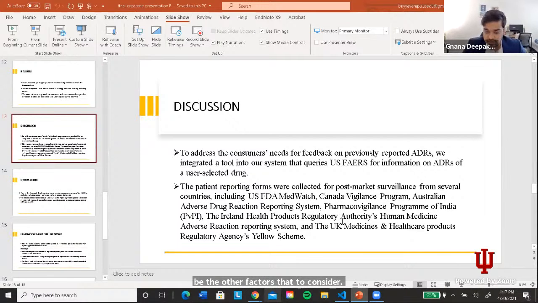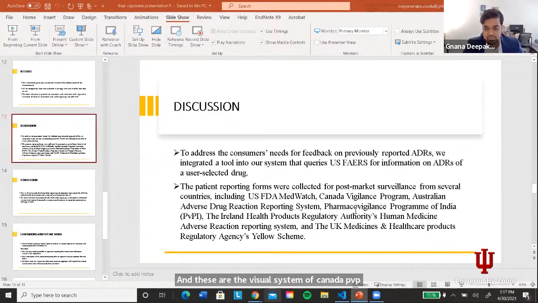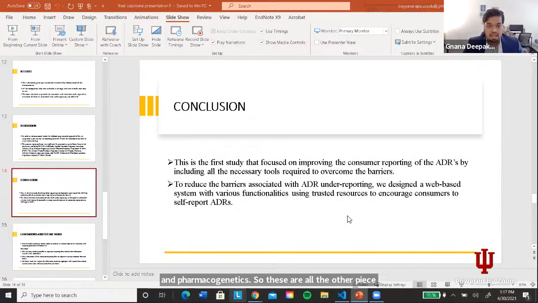These are all the regulatory agencies of 6 countries. The US MedWatch form is the adverse reaction reporting form of the United States, and these are the vigilance system of Canada. PVP is the Pharmacovigilance Programme of India, responsible for drug safety and pharmacovigilance. So these are all the regulatory authorities of the 6 countries that we have included.